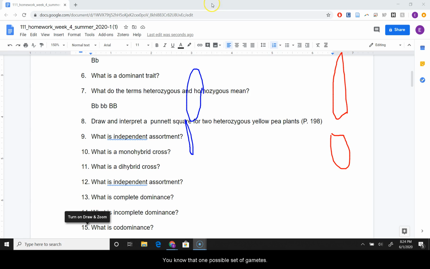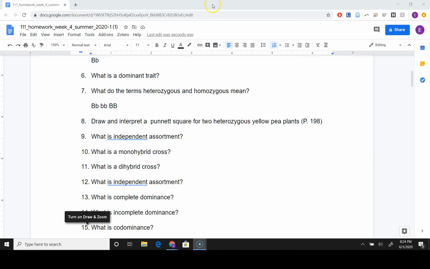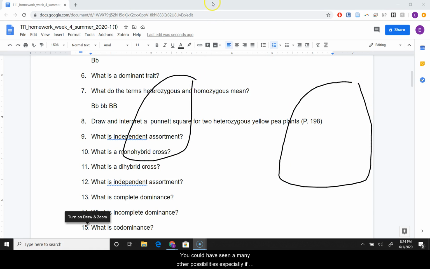That's one possible set of gametes. This circle is clearly a gamete. This might not make very much sense to you if you haven't seen the lecture on this, so please go check out the lecture. But just as easily as you could have this, you could have many other possibilities, especially with the 23 pairs of chromosomes that we have.